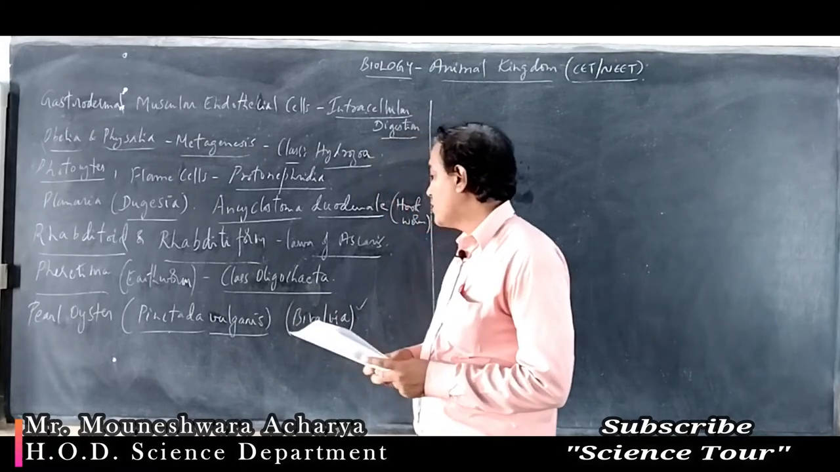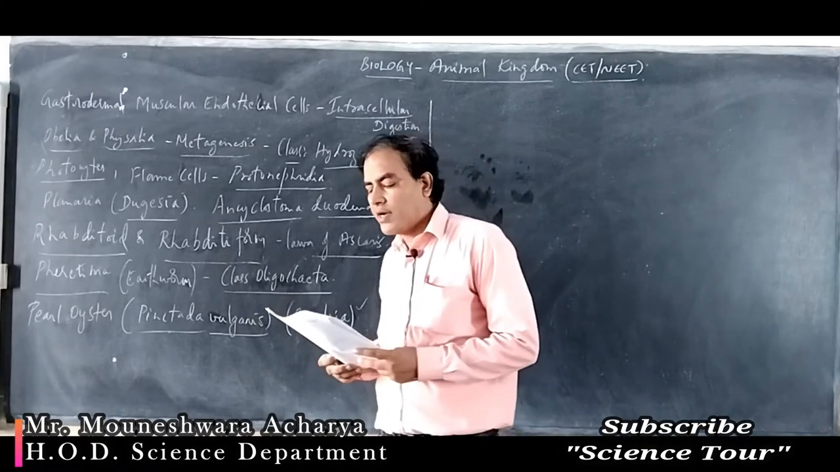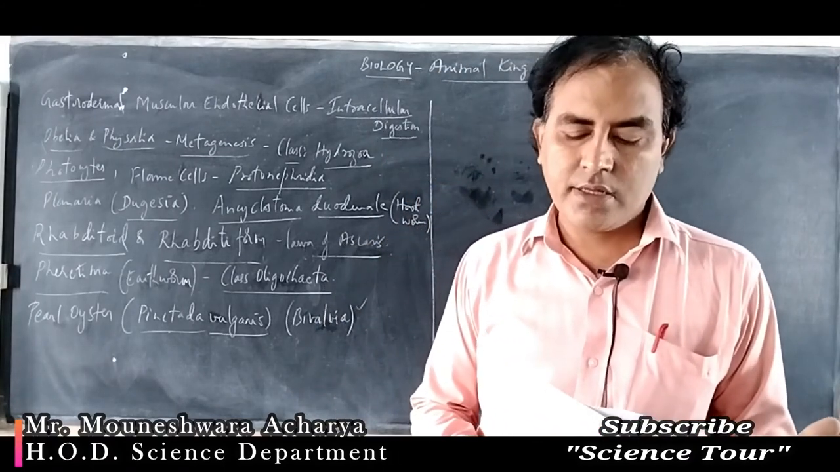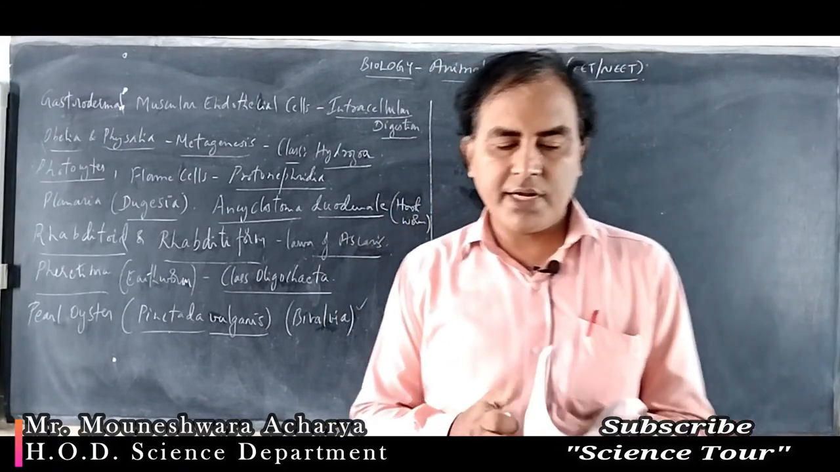It is commonly called the pearl oyster. Question 43: Radula is meant for sensation, feeding, egg laying, or protection from predators.